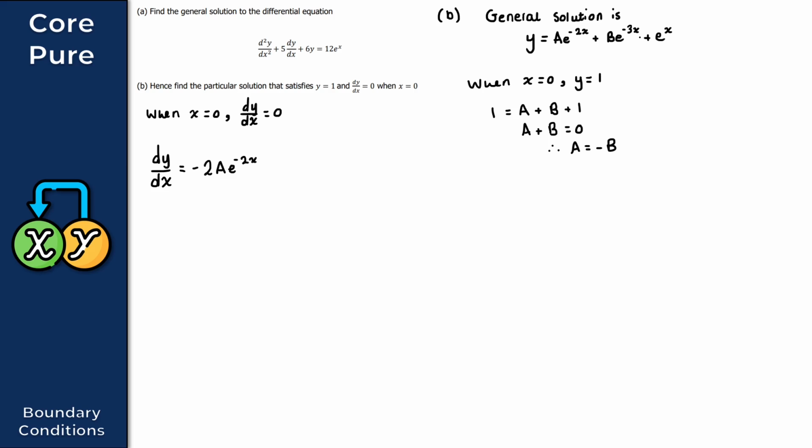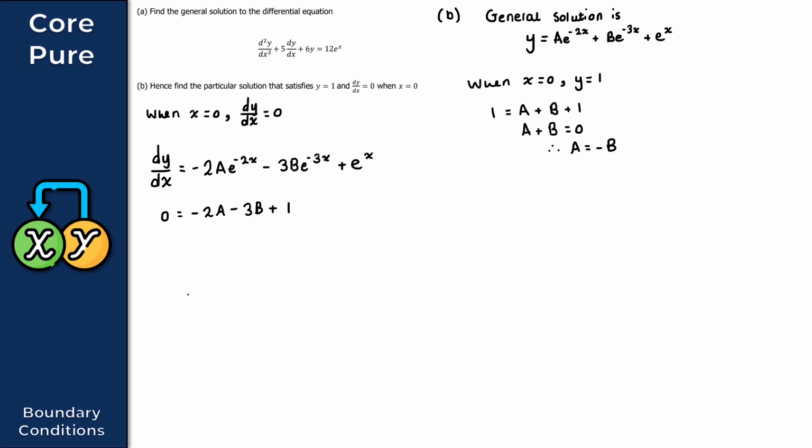We then have b e to the minus 3x. If we differentiate this here then with respect to x, we get minus 3b e to the minus 3x. And then finally, e to the x just differentiates to give us e to the x again. So plus e to the x there. So all we need to do now is use this boundary condition here. So in that case, then we have 0 is equal to minus 2a, minus 3b, plus 1, like so. Okay.